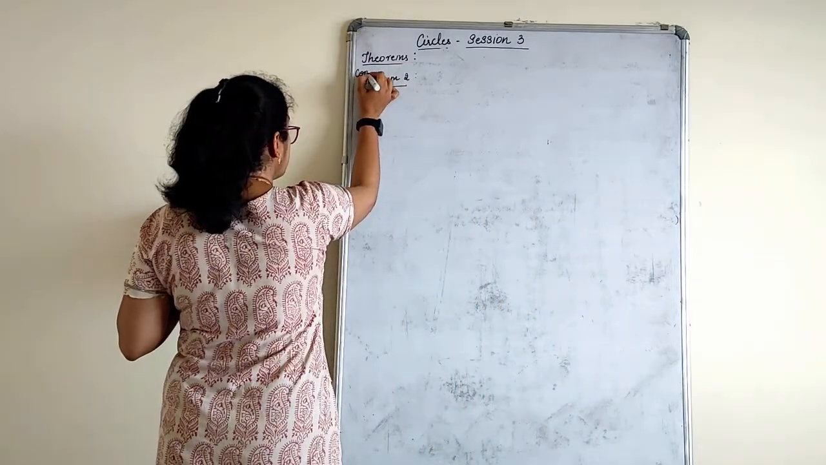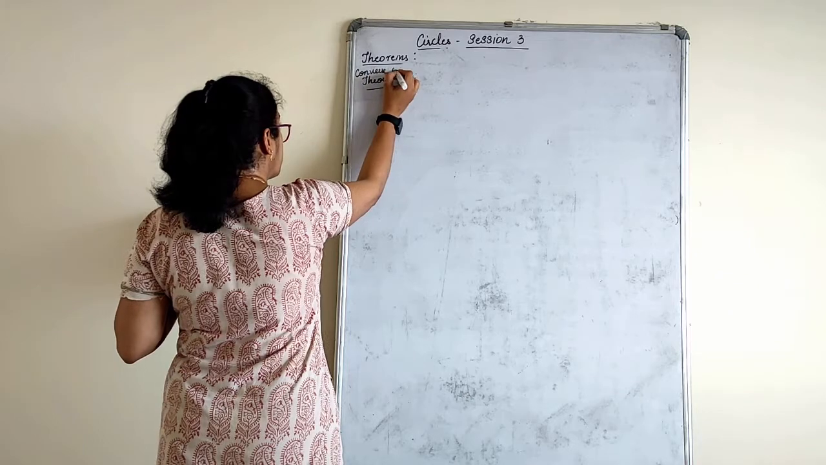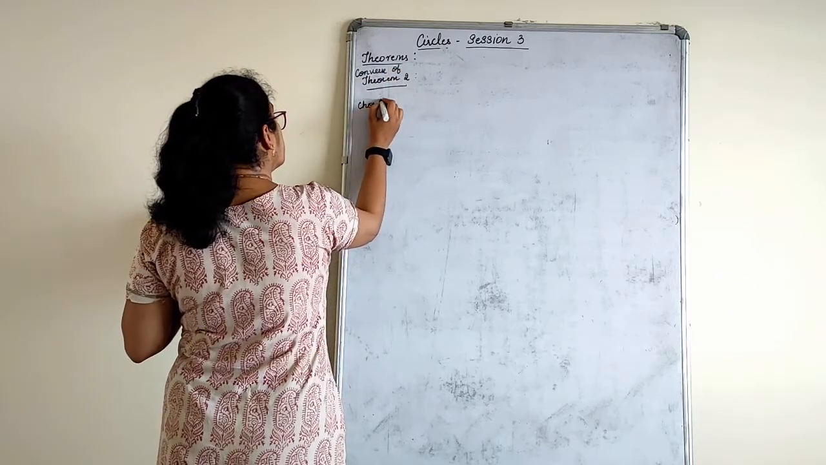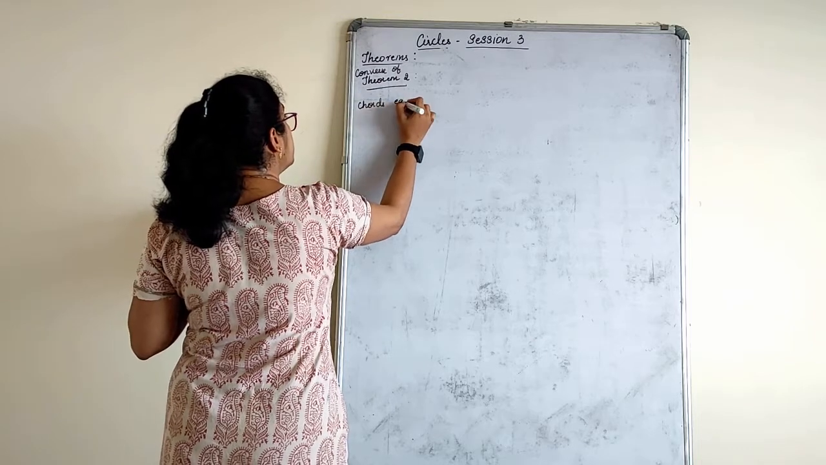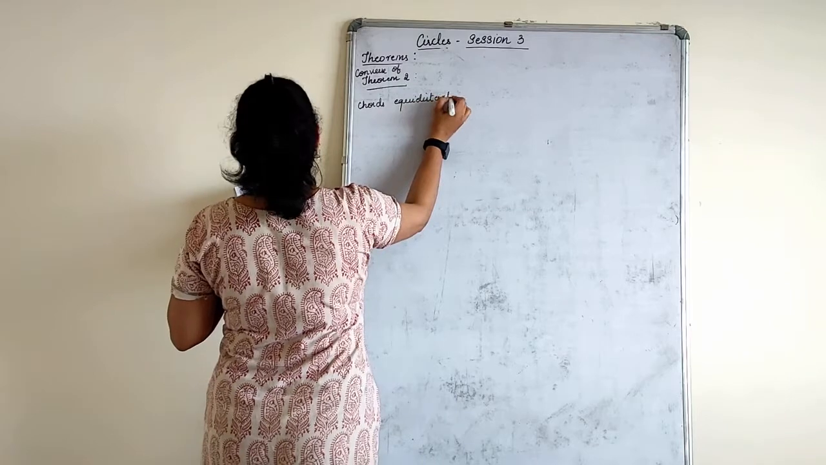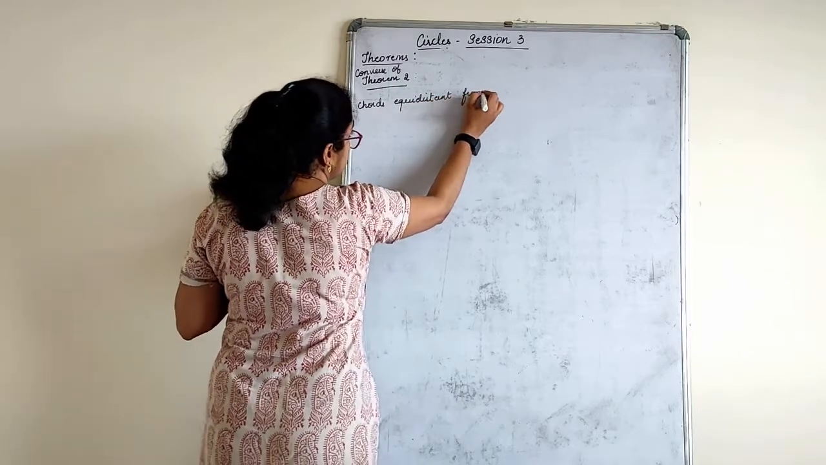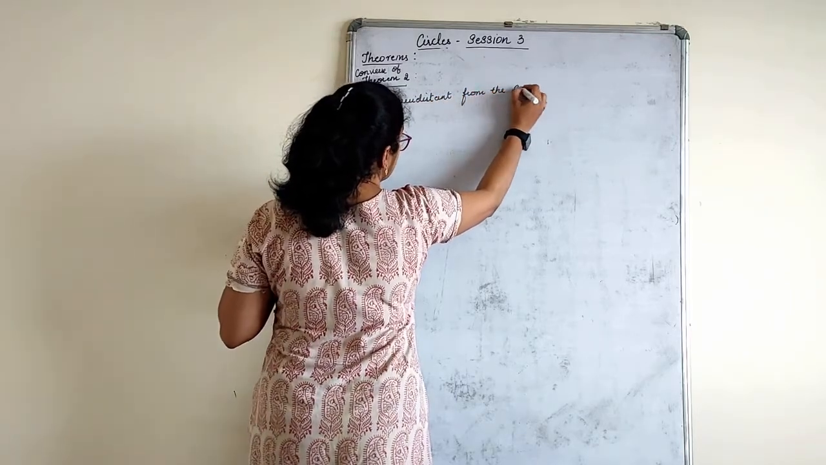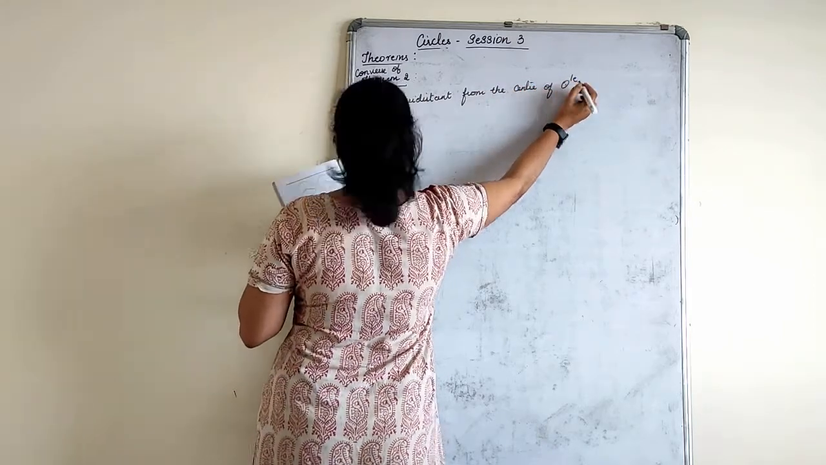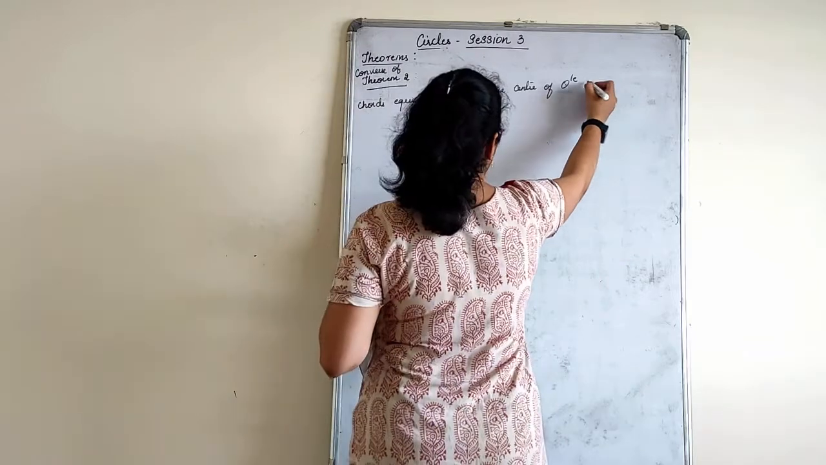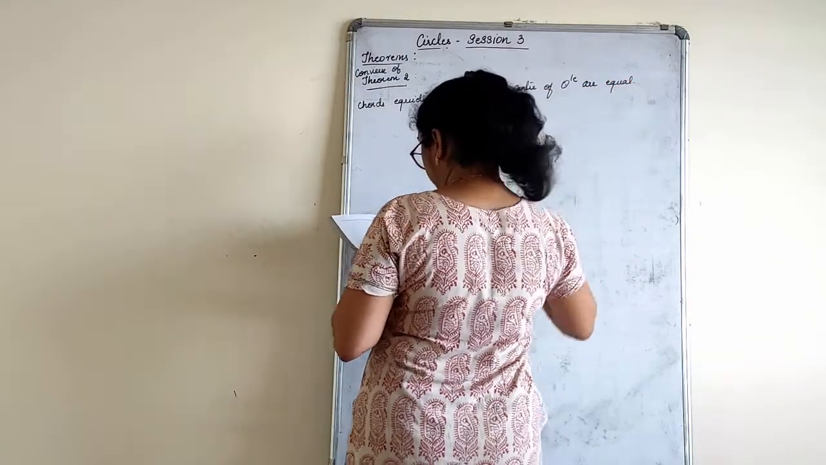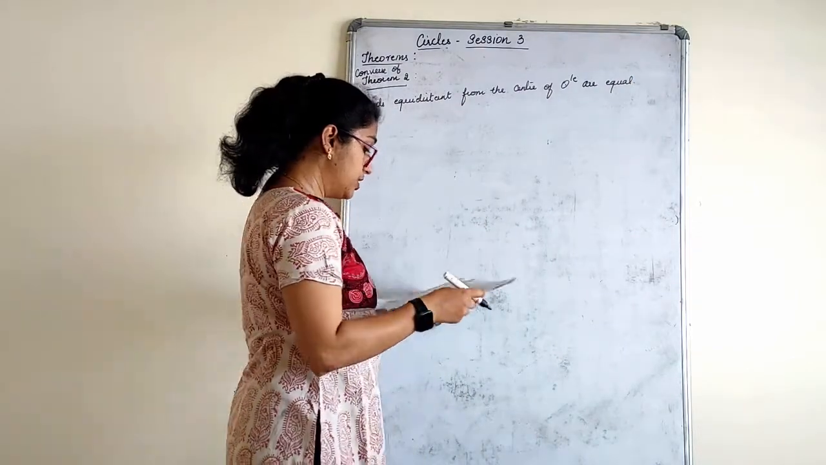Converse of theorem 2: chords equidistant from the center of a circle are equal. Okay, we can just prove it.